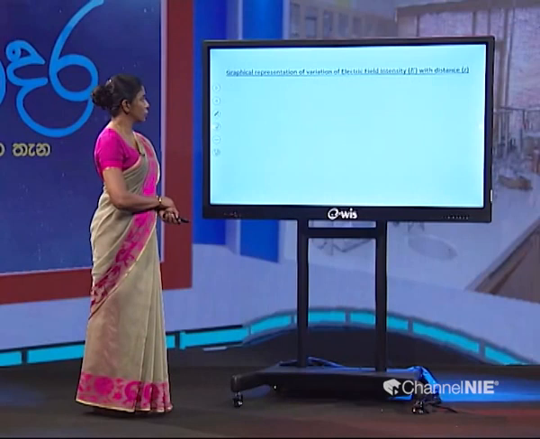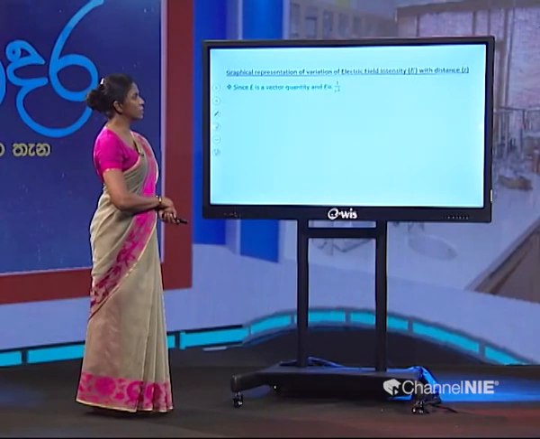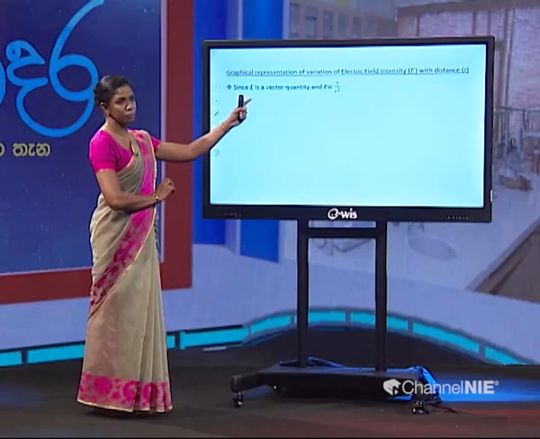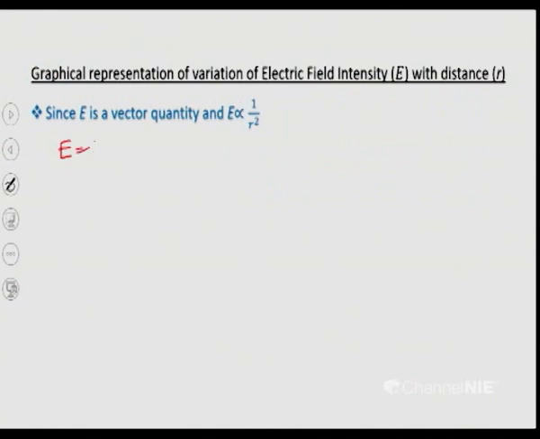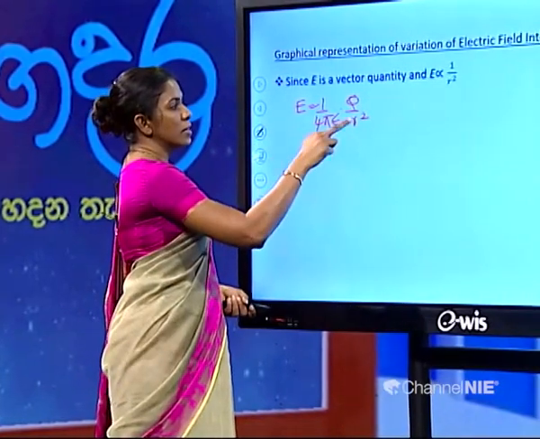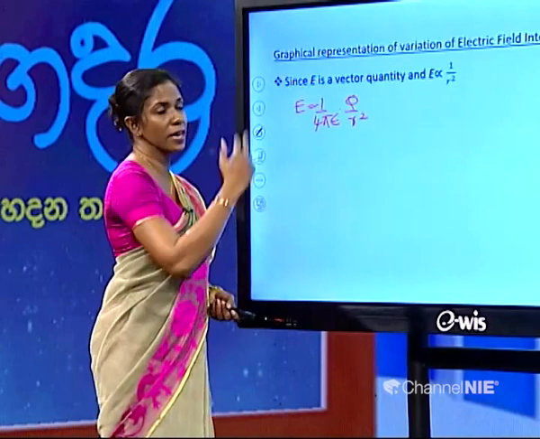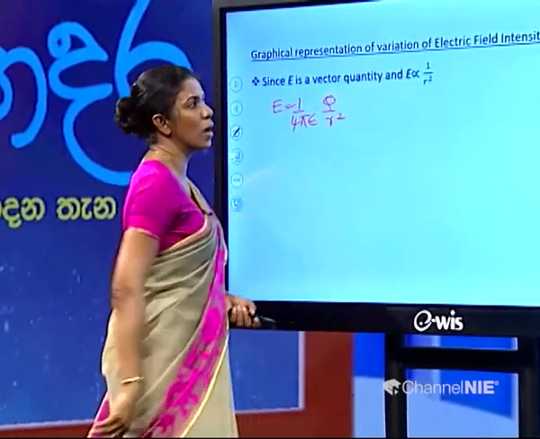Now, let us study the variation of the electric field intensity with the distance. Graphical representation: we know the equation, it's given by E equals 1 upon 4 pi epsilon Q over r squared. So, at a distance r from a charge Q, this gives the strength of the electric field. Now, according to this, how does the electric field vary with the distance? Once again, just like the force, E is inversely proportional to r squared.